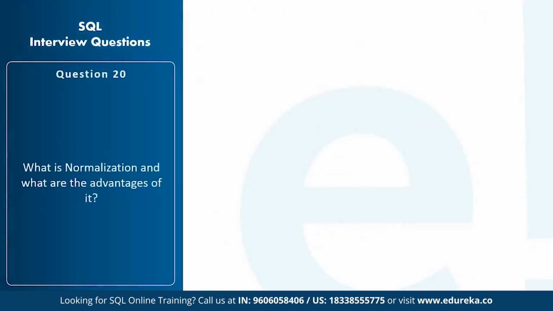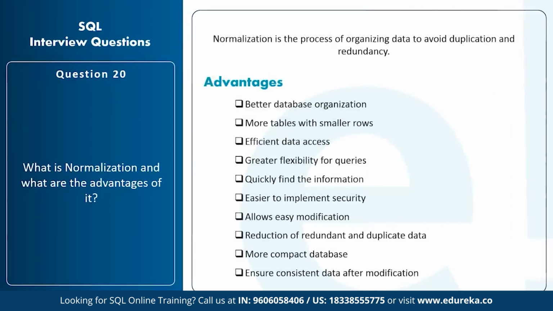Now moving forward to our next question, that is, what is normalization and what are its advantages? Normalization is basically the process of organizing data to avoid duplication and redundancy. So it's basically the opposite of denormalization that we just talked about in one of the previous questions. So if you have to define normalization, then you can say that it is a process of organizing data to avoid duplication and redundancy.